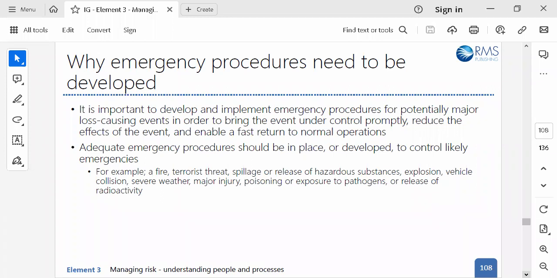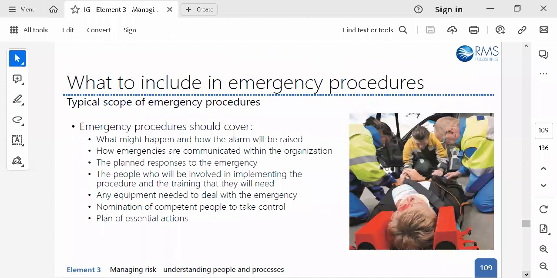So an emergency can happen anytime, but the emergency depends upon the situation and condition of the workplace. According to that, we need to prepare emergency procedures. What is included in emergency procedures? The typical scope of an emergency procedure: it should cover what might happen and how the alarm will be raised in an emergency.